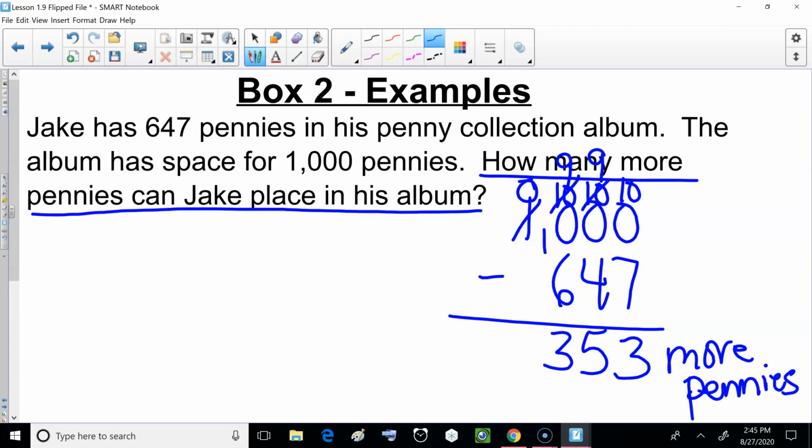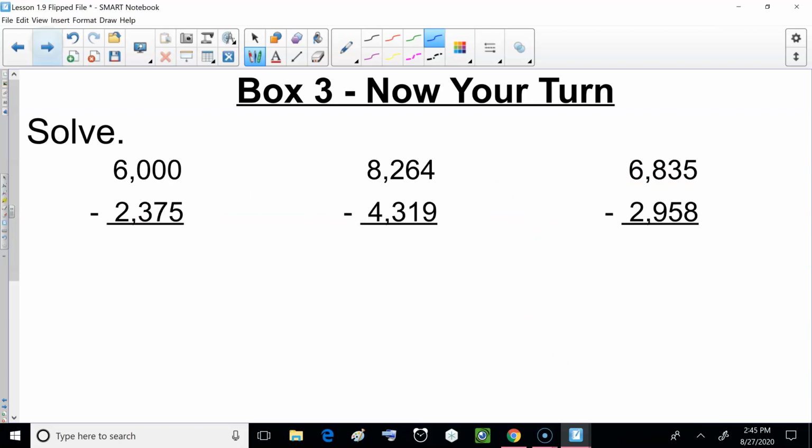So you can pause the video right now, write down the example, see the work, see the label. If you want to write the whole word problem down, that'd be great too, so you have a reference on how we got to that information in those numbers. So now it's your turn to practice the skill of subtracting numbers to the thousands. So you can write these problems down, pause the video, show your work, and see how well you can do on subtracting problems to the thousands. Take your time, do your best.